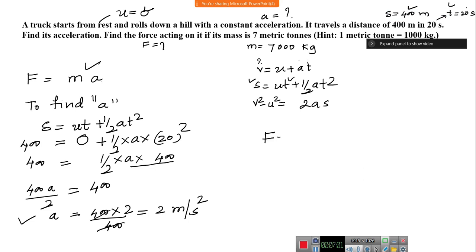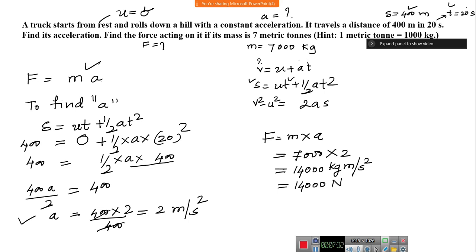Next equation is F is equal to m into a, and m is 7000 kg into 2 meter per second square, which is equal to 14,000 kg meter per second square, and that is equal to 14,000 Newton. Okay, so please remember 1 kg meter per second square is equal to 1 Newton, and therefore 14,000 kg meter per second square is equal to 14,000 Newton. Is that okay? Understood? Tell me now, you can answer.